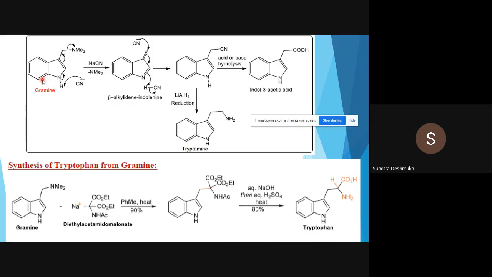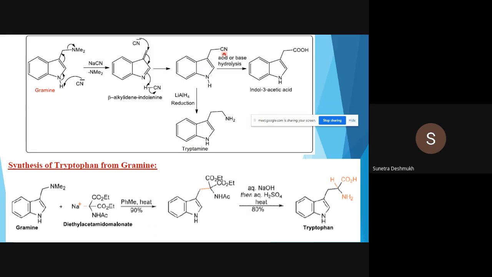So how can we convert gramine to this important compound, tryptamine? Gramine, we want to eliminate this N,N-dimethyl group. How do we carry this out? In the presence of sodium cyanide as a strong base, cyanide abstracts a proton. In this way we can eliminate dimethylamine. So we got the beta-alkylideneindolenine here. Again, cyanide ion attacks the carbon-carbon double bond, and that shifts the electrons. That helps the indole regain its aromaticity.